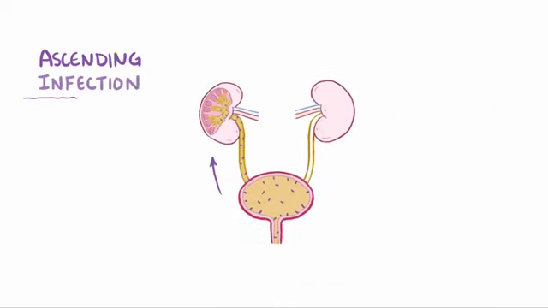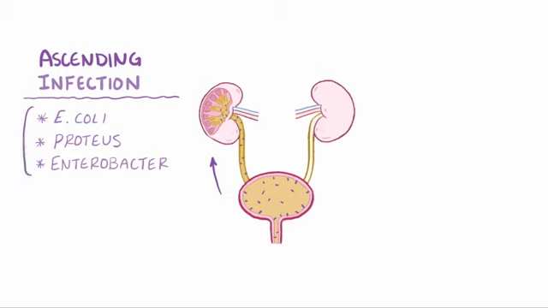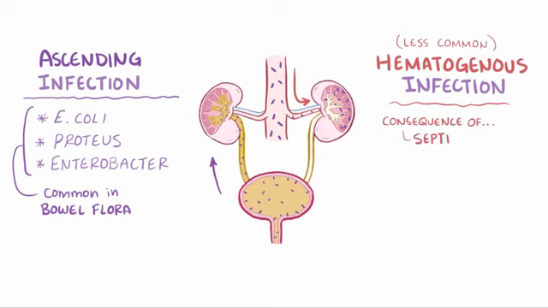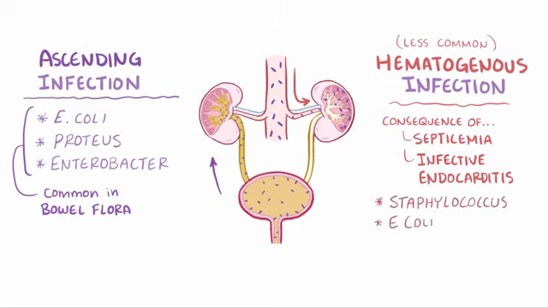So, for ascending infections that cause acute pyelonephritis, the most common organisms are E. coli, Proteus species, and Enterobacter species, all of which are commonly found in the bowel flora. Now, it's also possible that the kidneys get infected via hematogenous infection, or spread through the bloodstream, although this is a lot less common. Usually, pyelonephritis from hematogenous spread is a consequence of septicemia or bacteremia, which is bacteria in the blood, as well as infective endocarditis, an infection of the inner layer of the heart. In these situations, the most common organisms are Staphylococcus species and, again, E. coli.